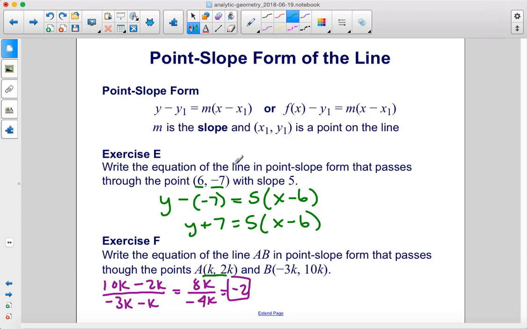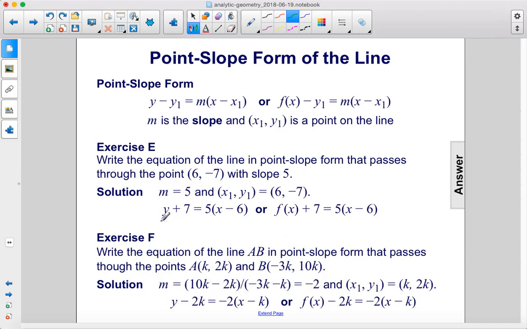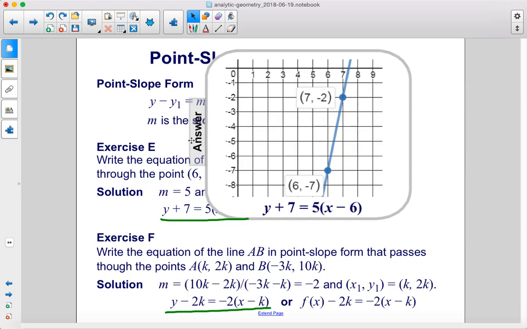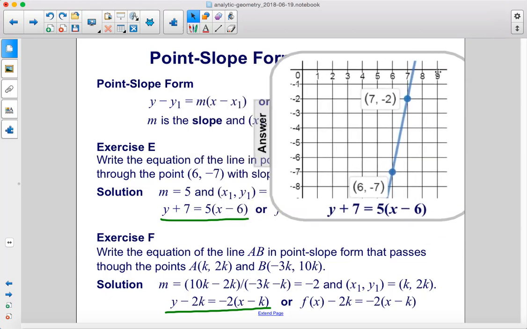All right, now we can pick any point. We'll pick this one and use that to use point slope form. So y minus y1, which is 2k, equals m, which is -2, times x minus x1, which is k. So this would be our point slope form of the line. All right, so here is our equation, and here was our exercise F equation, and here's a picture of this line here. It looks like this.